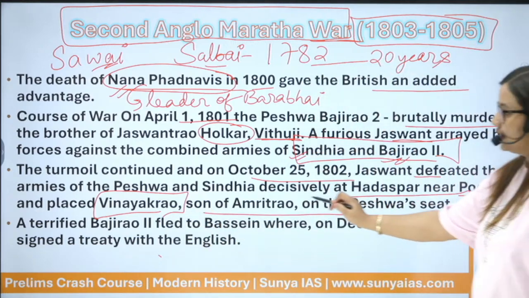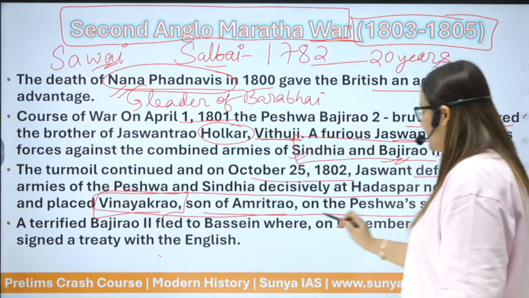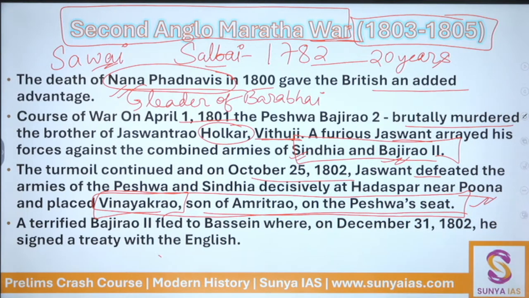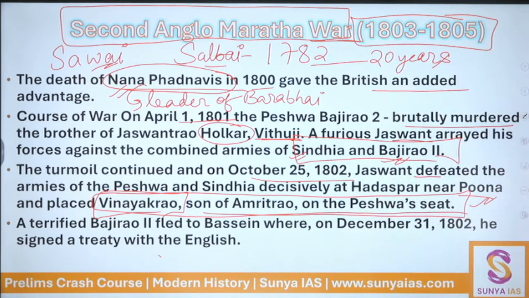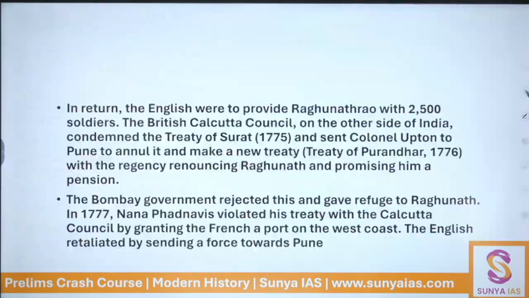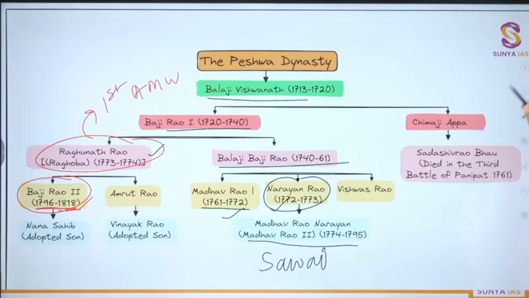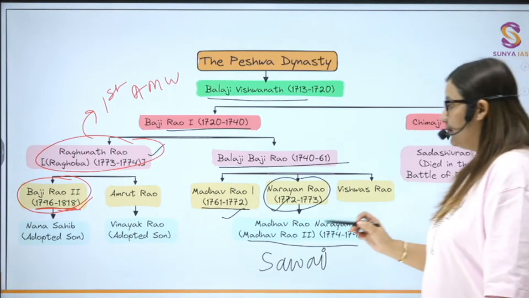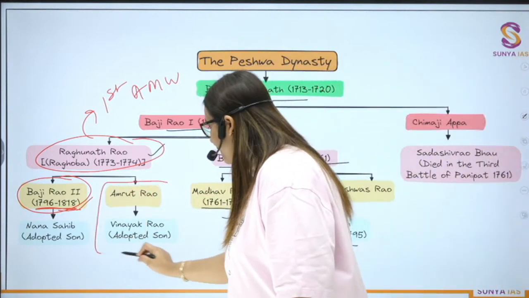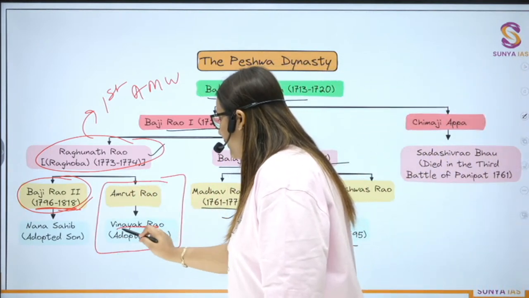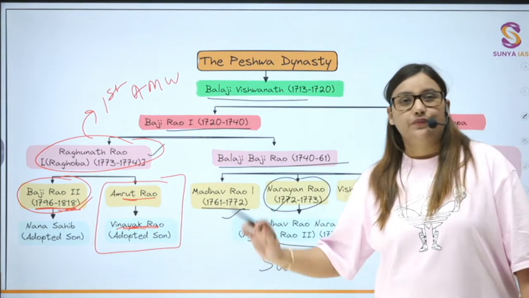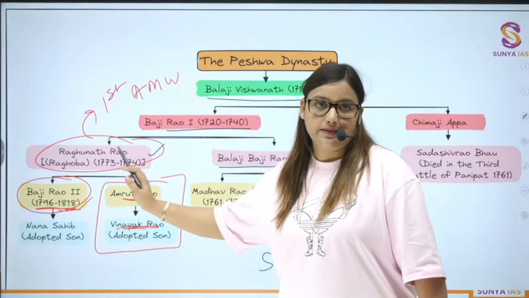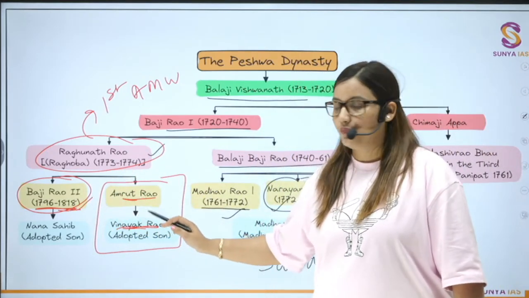Peshwa seat. So Vinayak Rao is here in this picture. Vinayak Rao is the son of Amrita Rao. Do you remember Vinayak Rao and Amrita Rao? If you don't remember, come to this slide. Please come here. Vinayak Rao, Amrita Rao. Okay? So, Raghunath Rao had two sons, Baji Rao II and Amrita Rao.